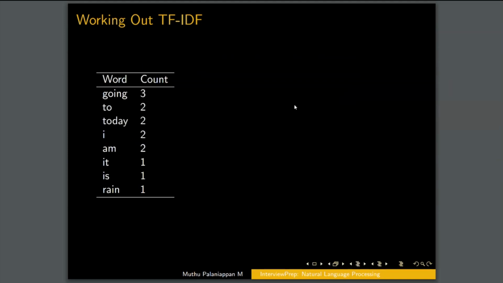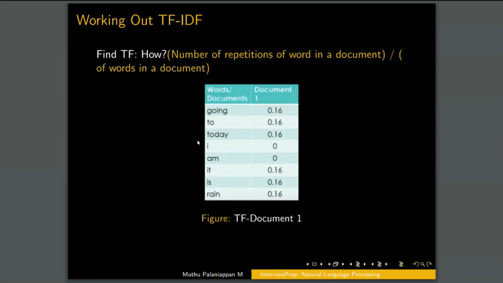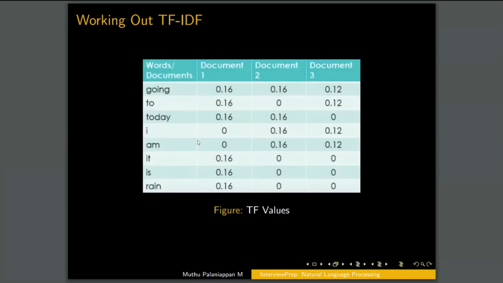In a similar fashion, you calculate the term frequency for each word present in your vocabulary with respect to document 3. Perfect. So my second step is over. What is my second step? I need to find the term frequency for each and every document by comparing to my vocabulary. The vocabulary is going, today, I, am, it, is, rain. So what am I going to do? The numerator is going to be the number of times the word T occurs, divided by the length of the document. This is how I'll be finding my term frequency.